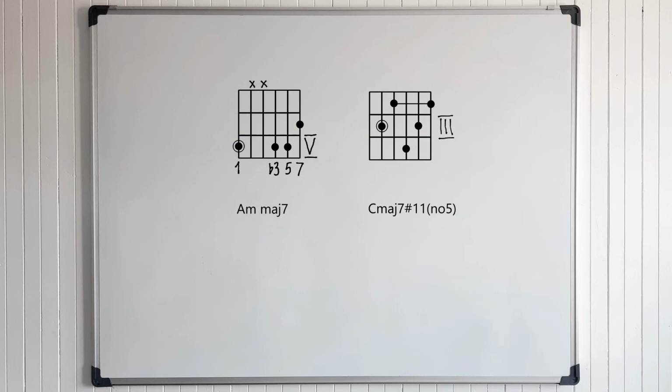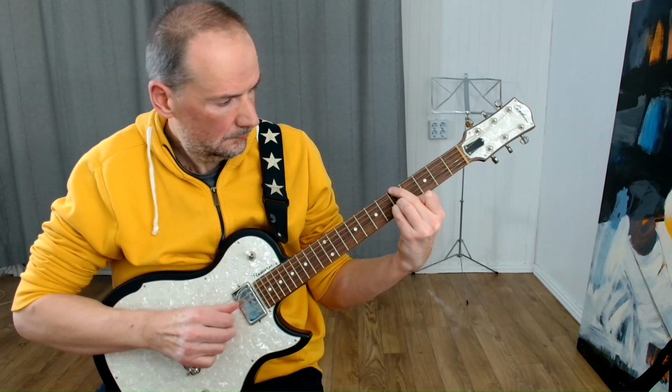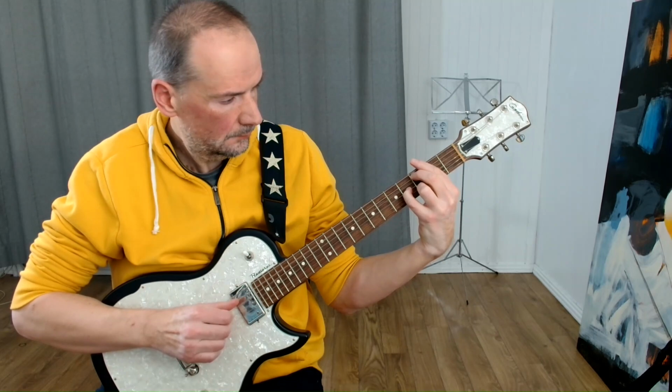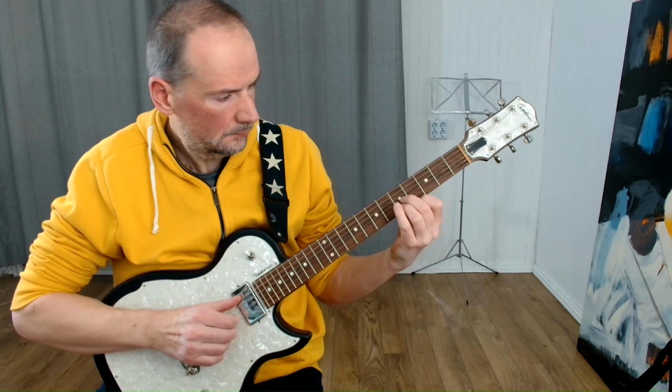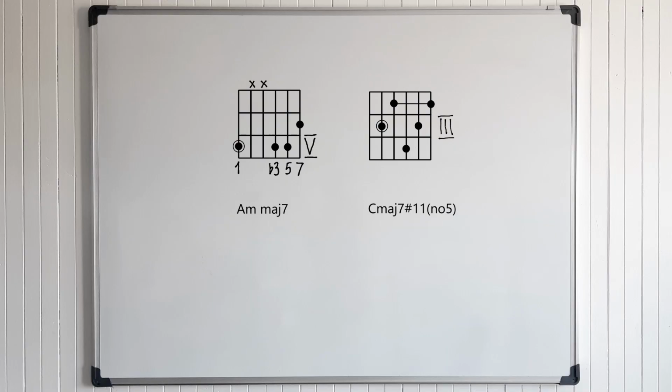If we assume that missing 5th degree in C major 7 sharp 11 chord could be sharp 5, it will fit into context of a melodic ascending minor. For soloing, we could use a melodic minor scale on both chords or melodic minor on A and Lydian augmented mode on C.